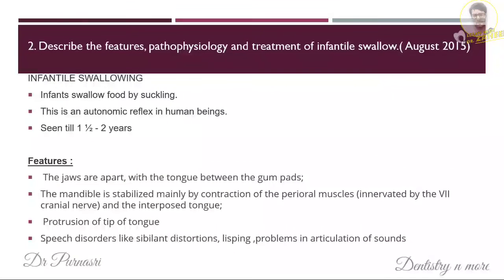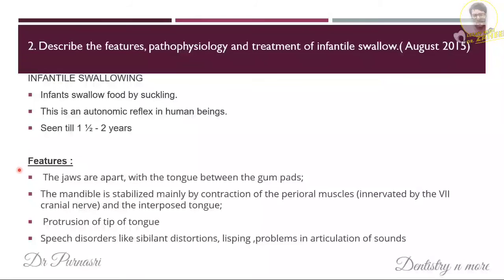The second question is, describe the features, pathophysiology and treatment of infantile swallow. So infantile swallow is the swallow that is seen in infants. It is an autonomic reflex in human beings, and it is common to see this till 1.5 to 2 years. That is till the deciduous teeth erupt.